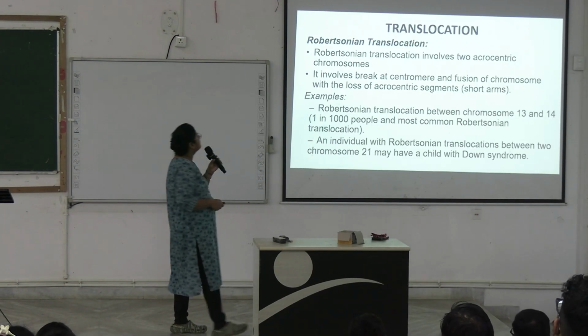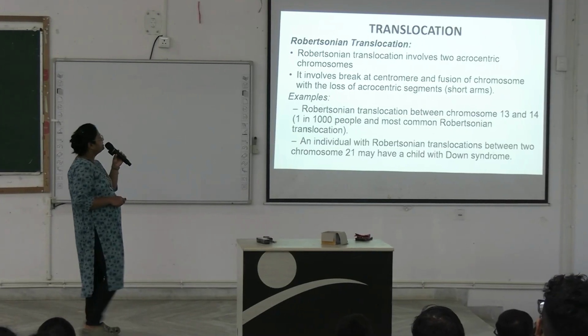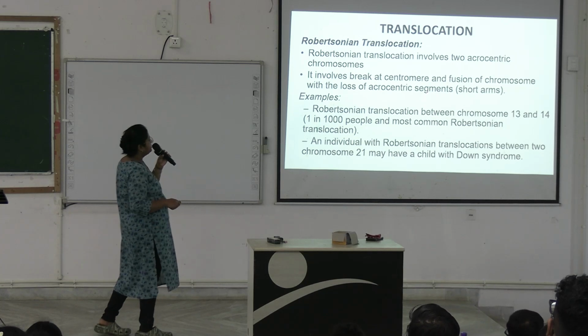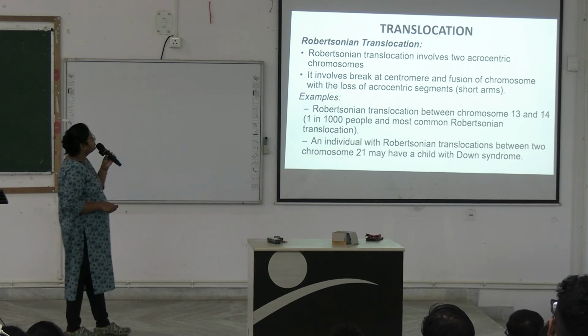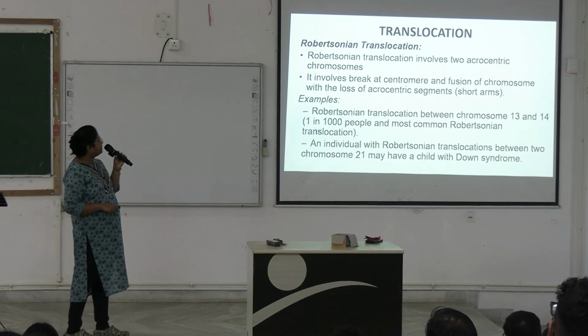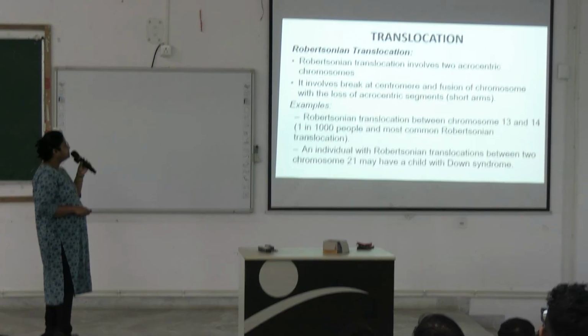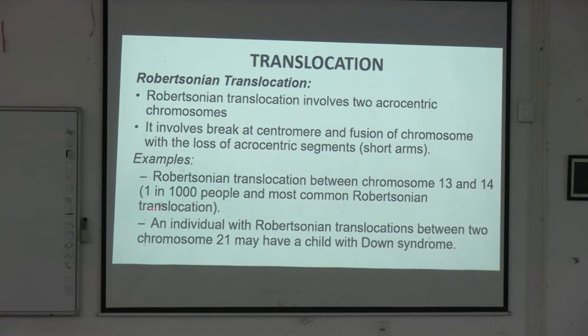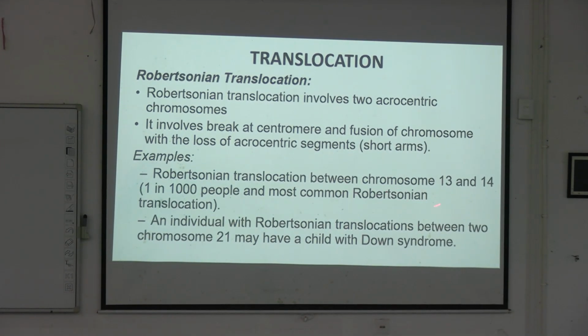Next. Robertsonian translocation involves two acrocentric chromosomes. It involves a break at the centromere and fusion of the chromosomes with the loss of the acrocentric segments, that is the short arms. An example is Robertsonian translocation between chromosome 13 and 14. It occurs in 1 in 1000 people and is the most common Robertsonian translocation. An individual with Robertsonian translocation involving chromosome 21 may have a child with Down syndrome.